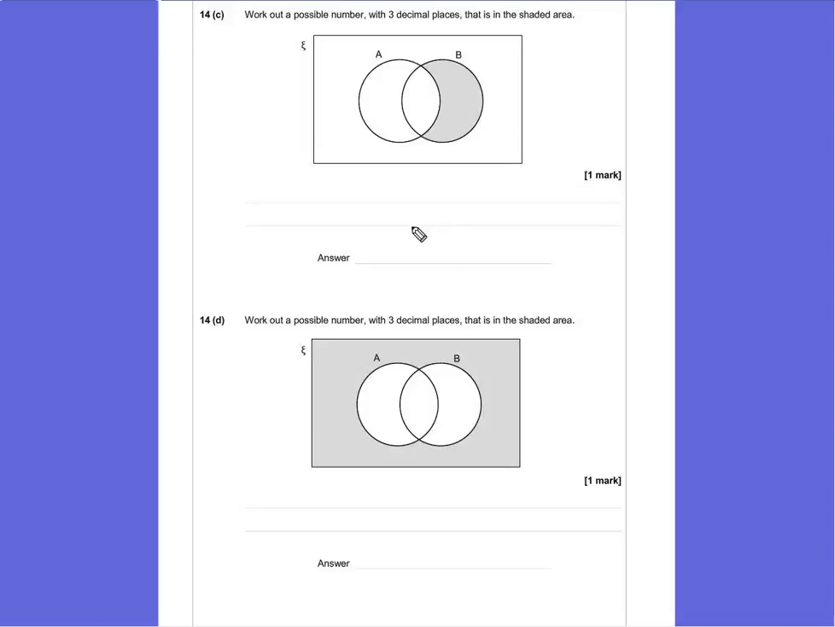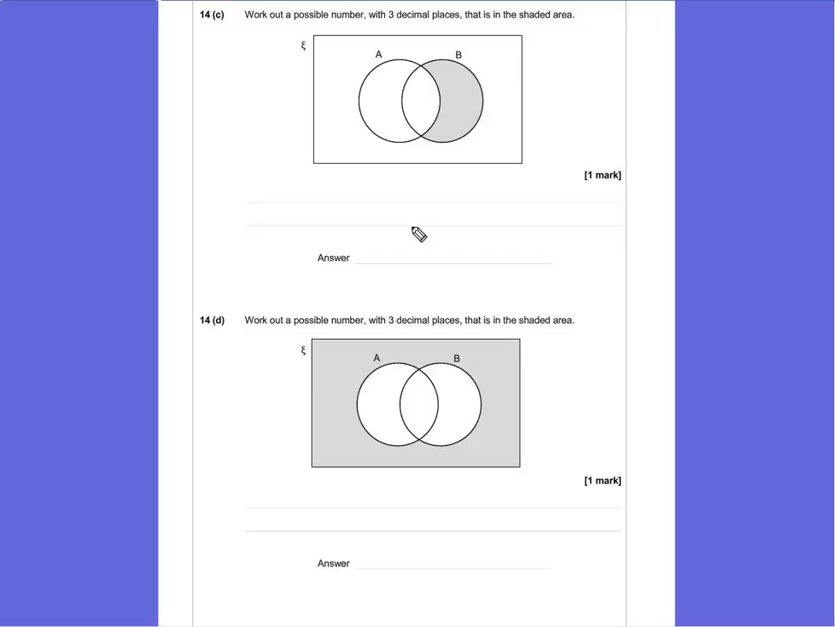Question 14c asks us to work out a possible number with 3 decimal places that is in the shaded area. This relates to the beginning of question 4, where we know we have a 3 decimal place number. In circle A, it rounds to 0.7 to 1 decimal place. Circle B, it rounds to 0.75, and in the bit that overlaps, it must have both of those criteria met.